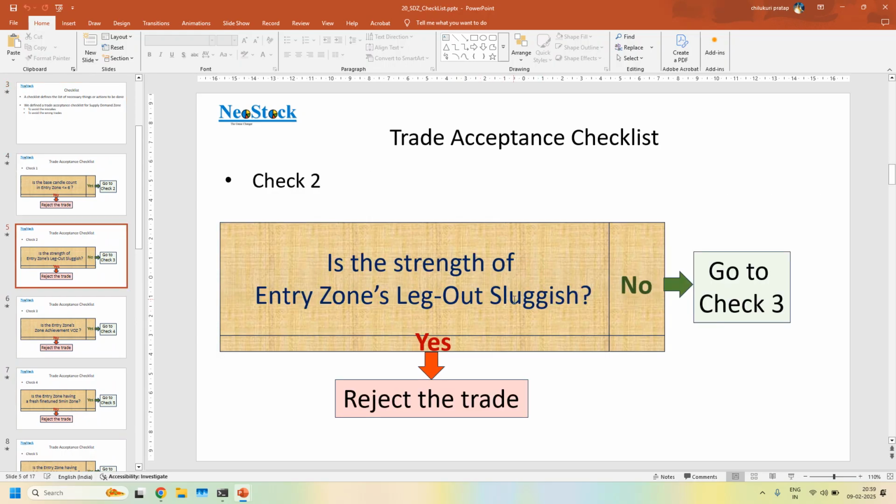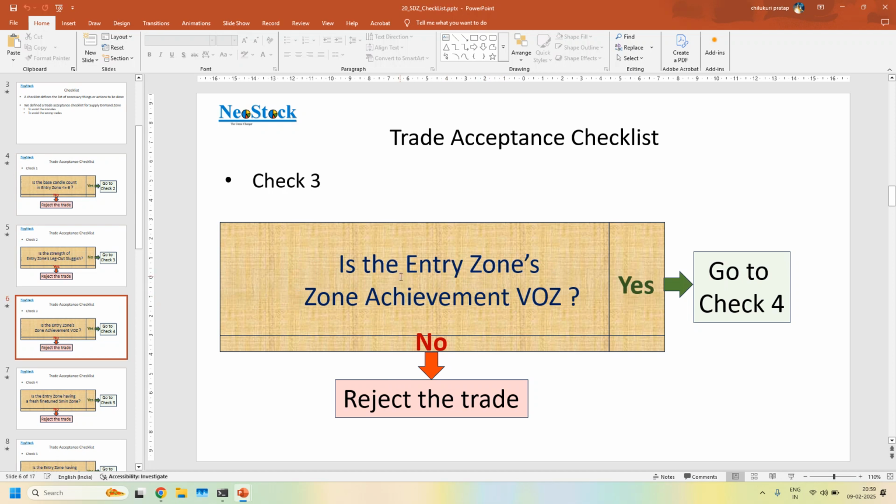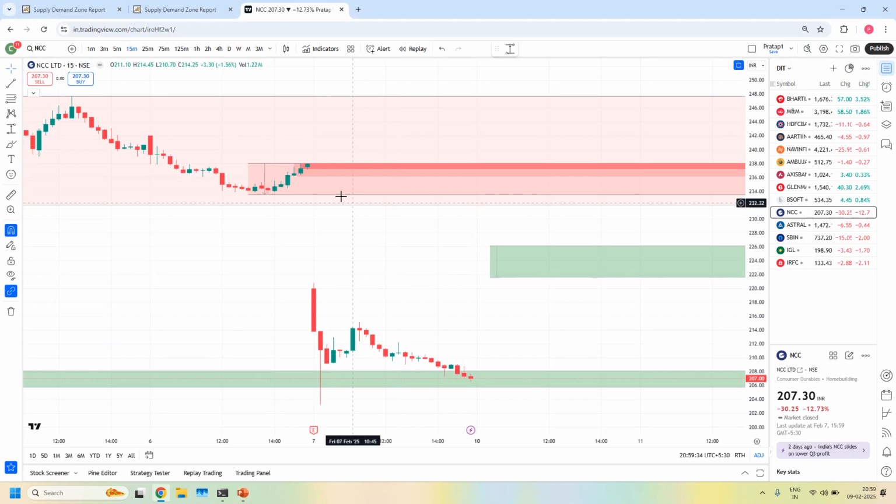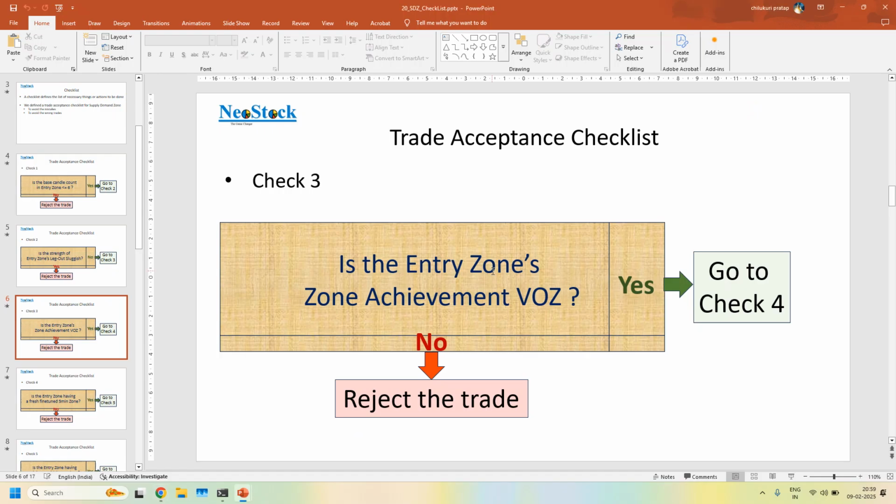Candles are less than 6 in our entry zone. Leg out is not sluggish, and that we didn't check, right? It's not sluggish. It is a drop and then the follow through candle is again another drop. So it is not sluggish. Moreover, with a gap it is there. It's a very powerful, high explosive leg out.